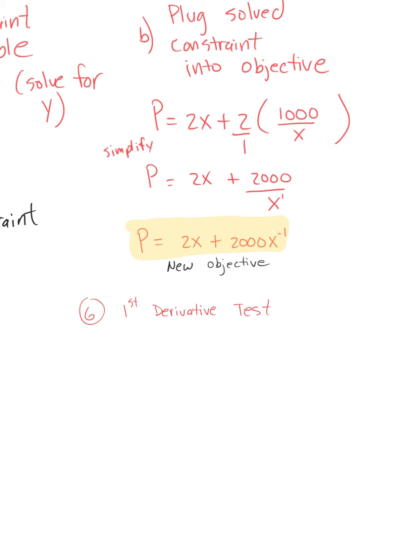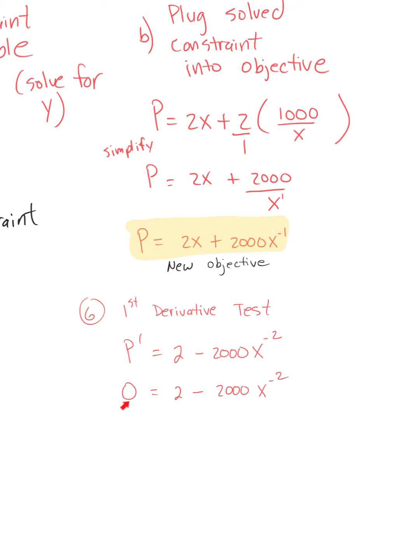So we call it P prime. All right, power rules. The derivative of 2x is 2. If we use the power rule here, negative 1 times 2,000 is negative 2,000, and then x to the negative 2. Now, our goal is to set this thing equal to 0. So 0 is equal to 2 minus 2,000 x to the negative 2.